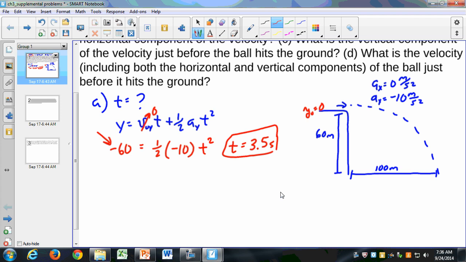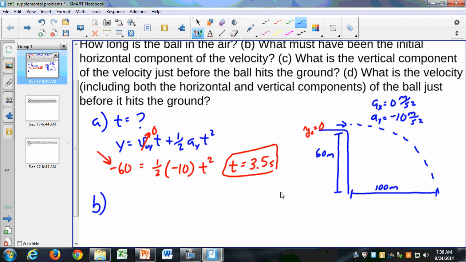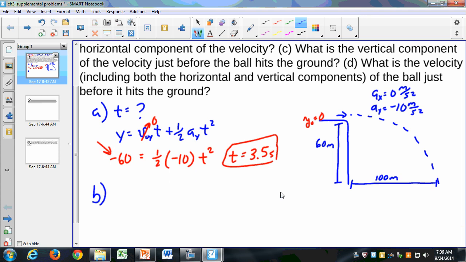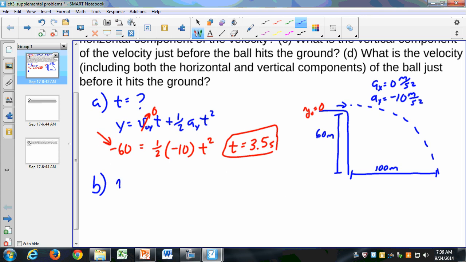All right, so let's do part B here. You might have already done it. In part B, we just want to know the initial horizontal component of the velocity. So that is, what is Vx equal to? We know that in 3.5 seconds it travels 100 meters. So what is Vx? Should be pretty quick. Find the x component of the velocity.